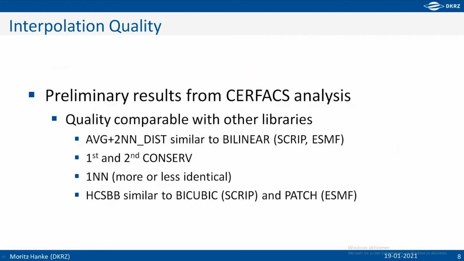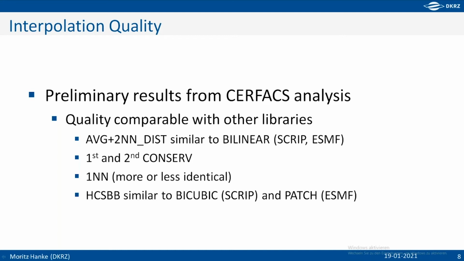Currently, the Sorbonne Institute in France is doing a comparison of the quality of interpolations by different libraries providing interpolation capabilities. This comparison includes the SCRIP library, ESMF library, XIOS, and YAC. The results should be released soon within the IS-ENES project.